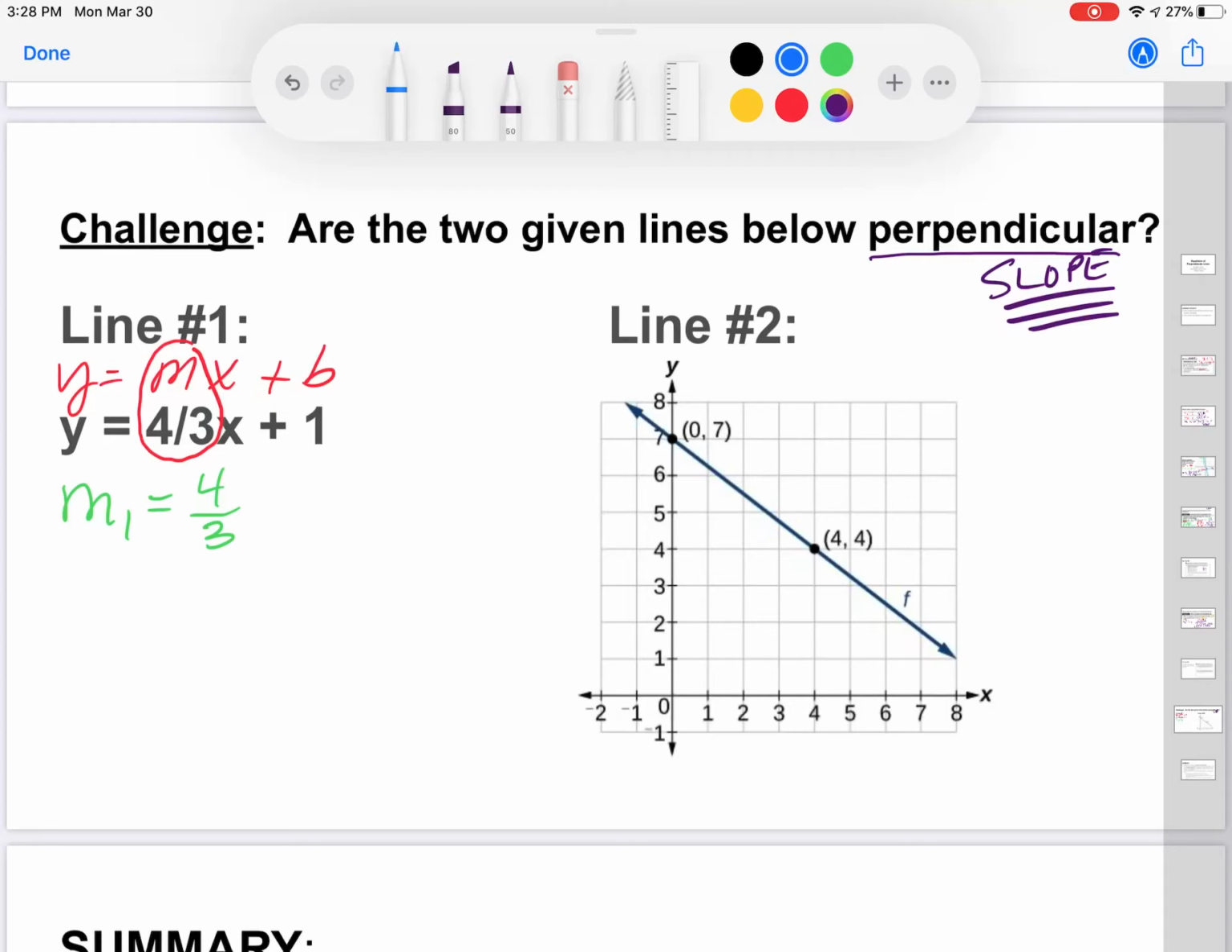Now, if I look at line number 2, okay? Well, first of all, I'm about to get ahead of myself. What would you say is the sign of slope number 1? Slope is, in this case, positive, right? Now look at line number 2.